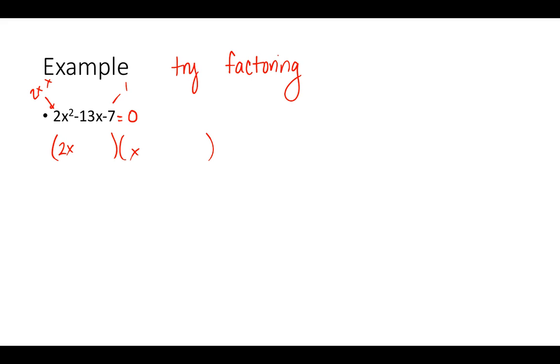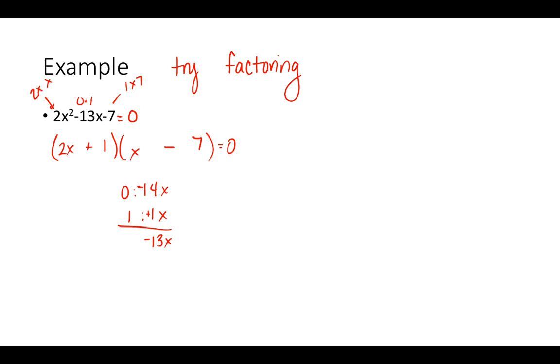I know that 7 has to come from 1 times 7. Again, my only set of options. I need my outside plus inside terms to give me this 13x. So if I put my 7 here and my 1 here, outside I have 14x, inside I have 1x. I need a negative 13x. That's going to come from a negative 14 and a positive 1. So to put my signs back in, negative 14 is 2x times negative 7. And then the 1x is 1 times x, so it's going to be a plus.